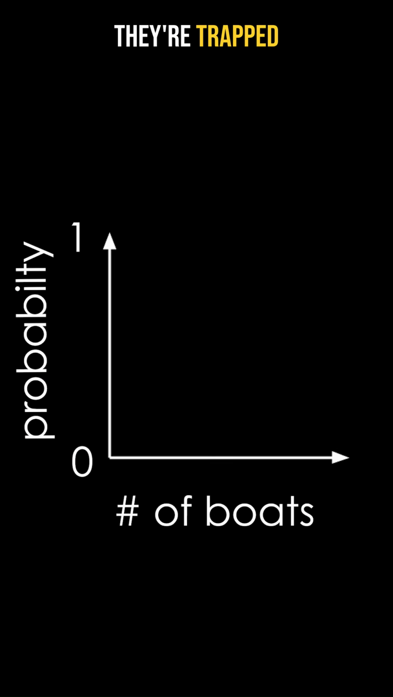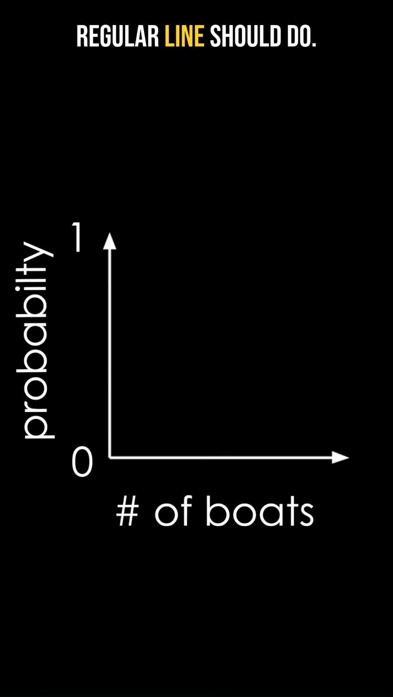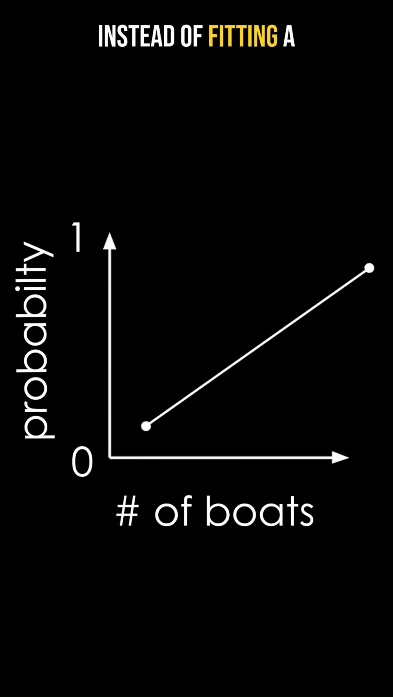But probabilities are still a little bit awkward because they're trapped between 0 and 1. And that means that our line would get trapped between 0 and 1 instead of extending on forever in both directions like a regular line should do. So logistic regression uses a workaround. Instead of fitting a line to the probability, it uses odds.